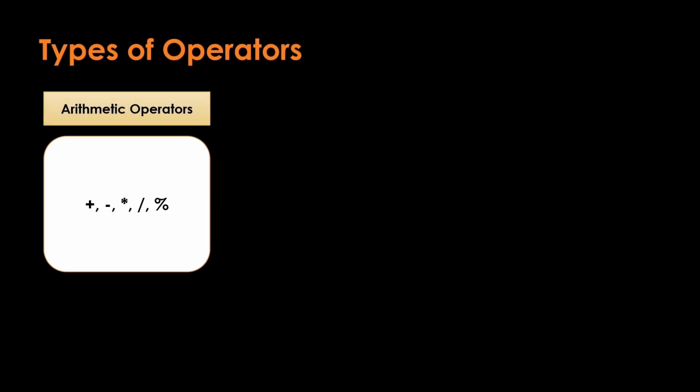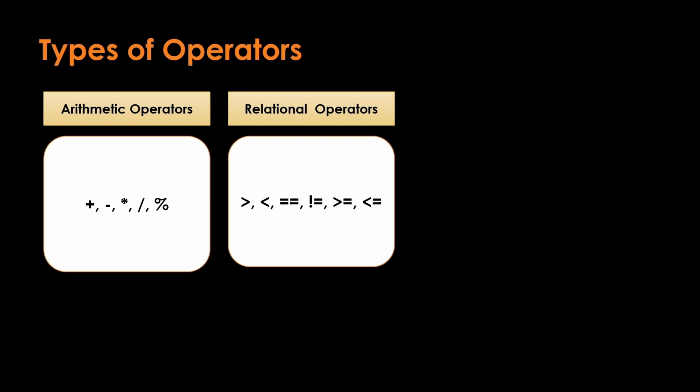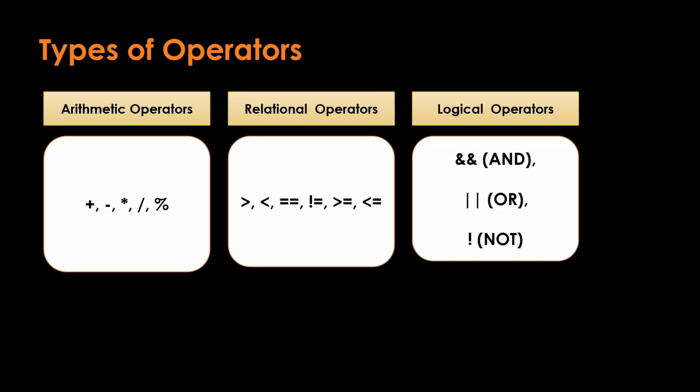First thing is arithmetic operators. In arithmetic operators, we have addition, subtraction, multiplication, division, and percent, used to get the remainder. Next is relational operators. These are greater than, less than, equal to, not equal to, greater than or equal to, less than or equal to. Next is logical operators. These are and, or, not.